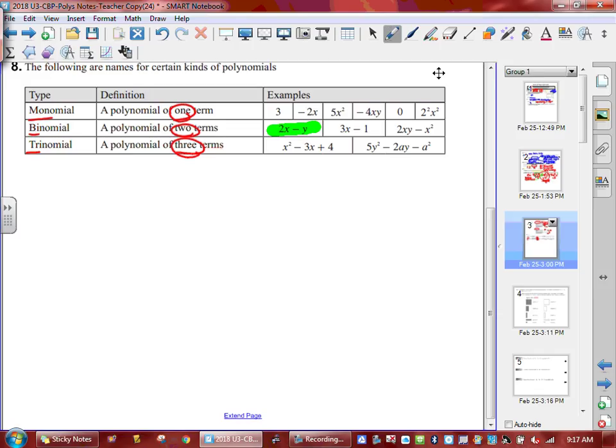Now, I would like to know the degree of this one right there. What is the degree of this top right one? What is my degree? Okay, show me your fingers. I want to see your fingers. Don't just look at Emily and decide. It's degree 2. How come?